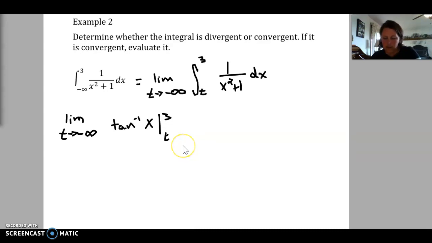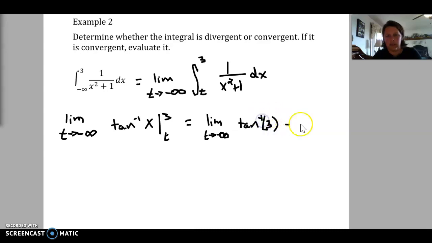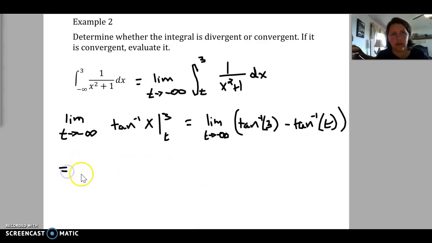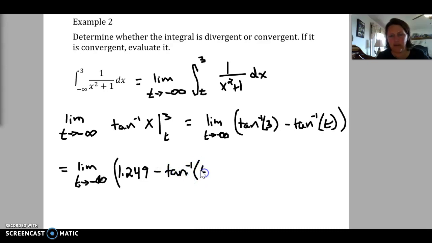Okay, so now we need to evaluate that, plug those values in. So we're going to have the limit as t approaches negative infinity of the arctangent of 3 minus the arctangent of t. Okay, and the arctangent of 3 is equal to 1.249. So that is all going to equal, keep that limit in there, 1.249 minus the arctangent of t. Now we need to take this limit as t approaches negative infinity.